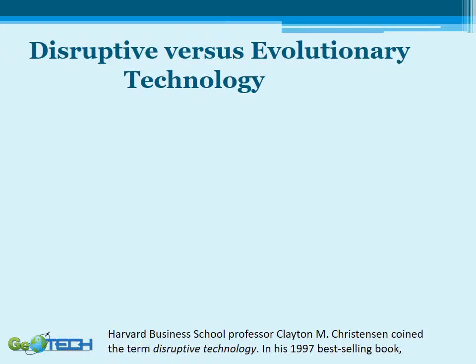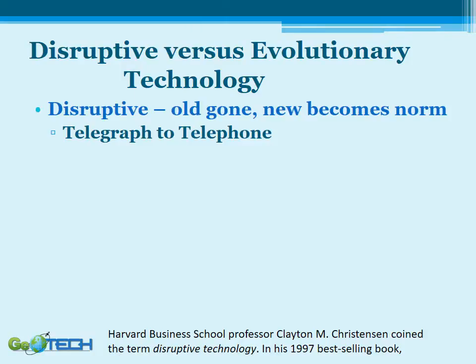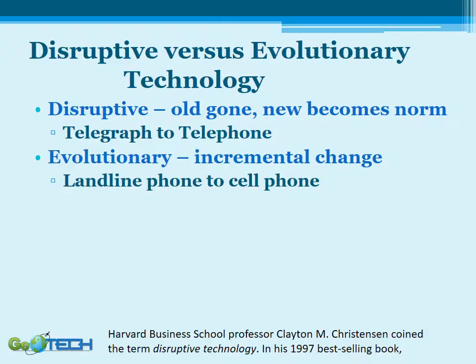First, I want to talk about what is disruptive versus evolutionary technology. Disruptive, the old is gone, and there's something new that becomes the norm. One example of this is the telegraph to the telephone. Harvard Business School professor Clayton Christensen coined the term, and really he said the new technology may not even be very interesting to people. You have to market it, and actually people couldn't believe they would want one of those telephone devices in their homes.